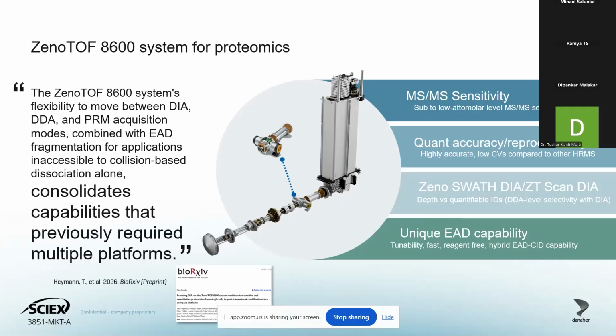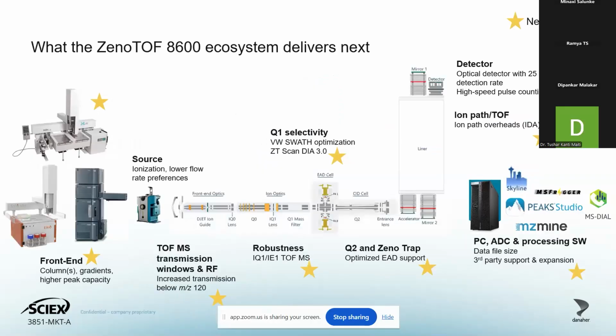Mostly in many applications, for example glycopeptides, this is very important. We got very good MSMS fragment ion sequence coverage with this EAD CID combination. So this is one of the good parts in the 8600. It is there in the 7600, but in the 8600 the sensitivity improvement will definitely give better quality data.